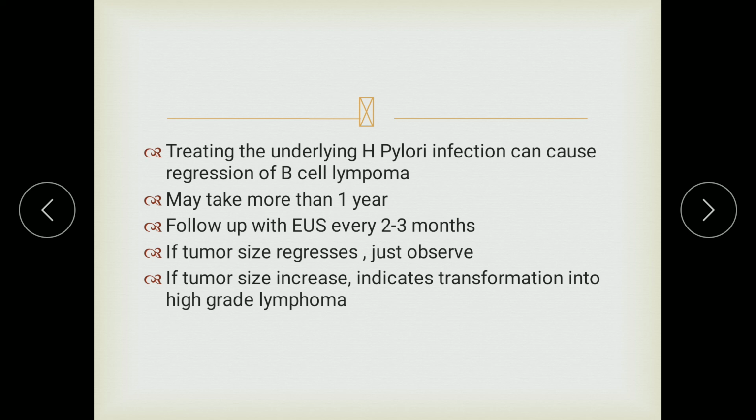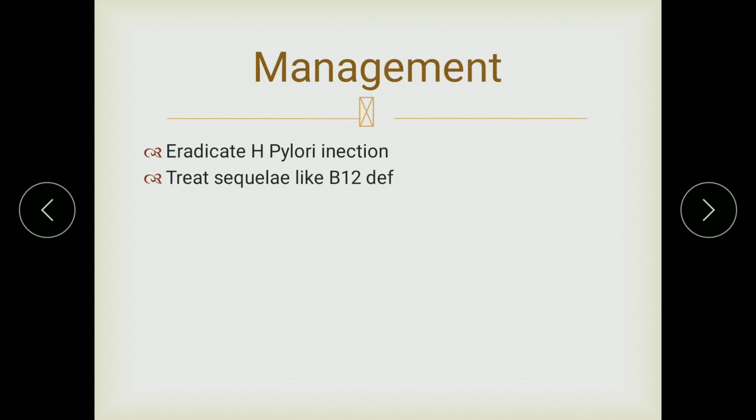After the treatment, the tumor may take around 1 year to regress, and the patient has to be serially followed up. If the tumor does not shrink, then one has to consider that the patient has gone on to develop high-grade lymphoma, and it has to be managed accordingly. Management: rather than going for a specific form of treatment, the sequelae have to be addressed, either in the form of B12 deficiency or to supplement the patient with B12, apart from treating H. pylori infection.